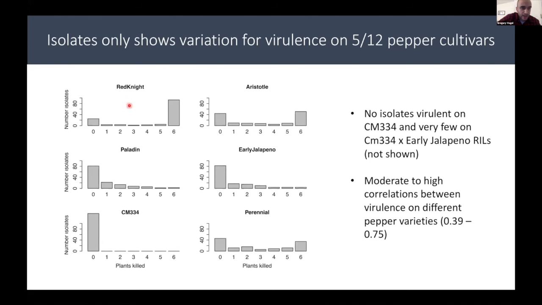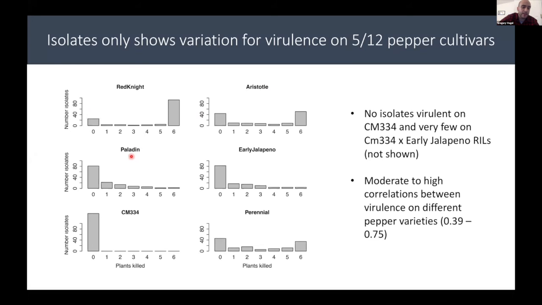So if you look at Red Knight, for example, on the top left, you'll see that most of our isolates were able to cause high disease on Red Knight, killing all 6 of those pepper plants, with a smaller proportion unable to kill any plants, and very few isolates of intermediate virulence. For Aristotle, we had kind of a 50-50 mixture of isolates that were totally non-pathogenic and isolates that were able to cause high disease in Aristotle.